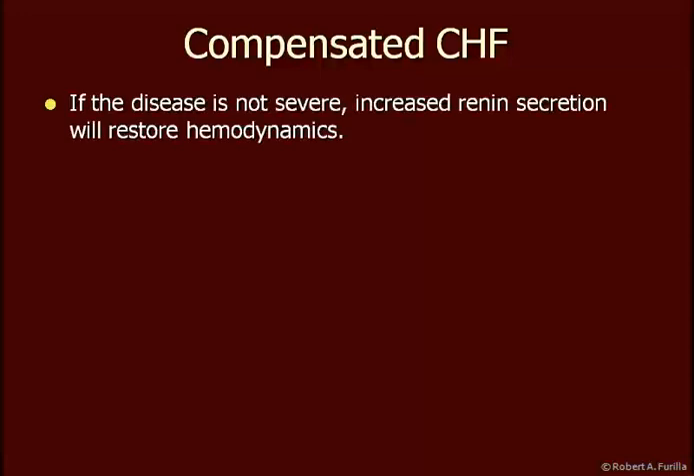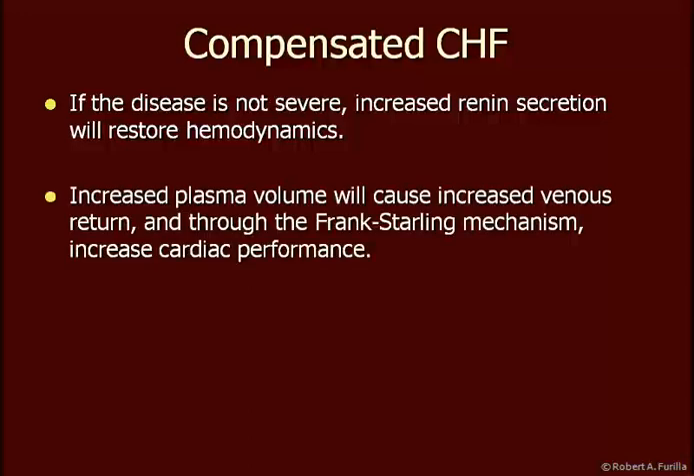In the early stages of congestive heart failure, we may see some reasonable compensation. So if the disease is not severe, renin secretion will increase, and this will restore hemodynamics. So increased plasma volume because of increased renin angiotensin aldosterone will cause an increase in sodium and water retention. This will cause an increase in the venous return and an increase in cardiac output from the Frank-Starling mechanism, which I discussed in an earlier section of the cardiovascular system.